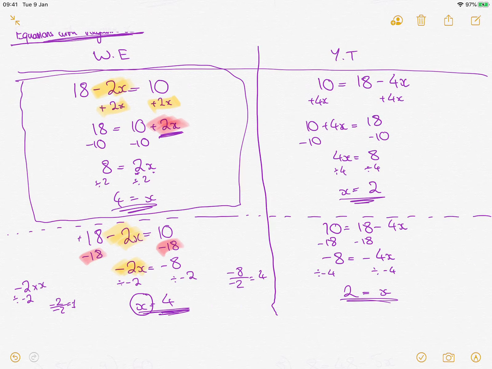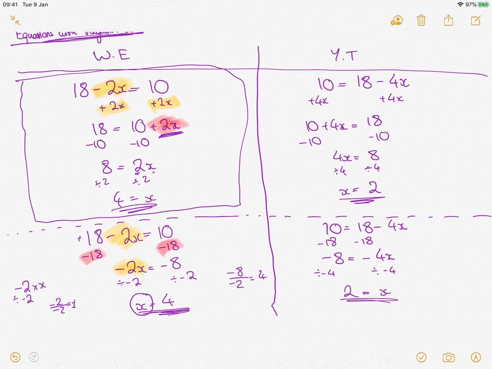So obviously both ways we do it, we're getting the same answer, which is a good sign that we've done something right. But again, you need good knowledge of negative numbers here because you're doing 10 take away 18 and then you're doing negative 8 divided by negative 4 and negative 4 divided by negative 4. So it does require good knowledge of your negative numbers. So make sure you've got all of those down in your book.